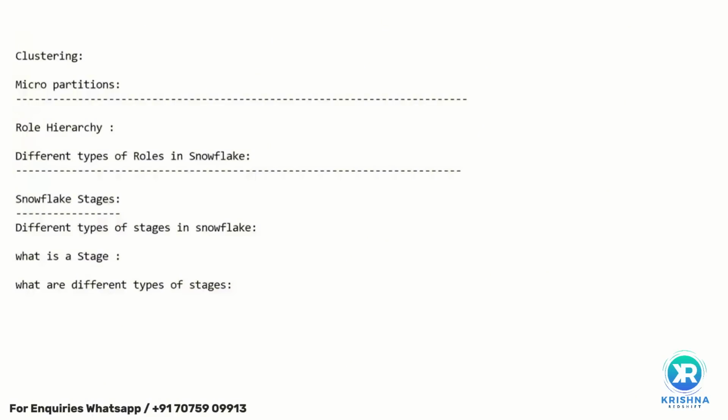Stage is the location where we can store the data for the purpose of loading. Stage is the location or place where we keep the data, maybe temporarily, for the purpose of loading into target tables. So same as staging in data warehousing, here also staging is the stage. It's an intermediate place or location where we stage the files. Staging files means keeping files for the purpose of loading into target.